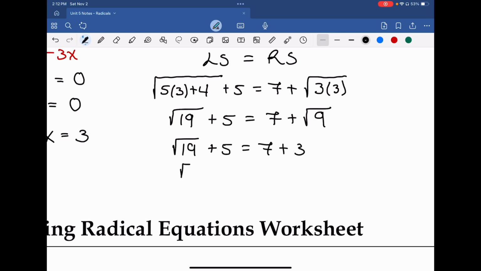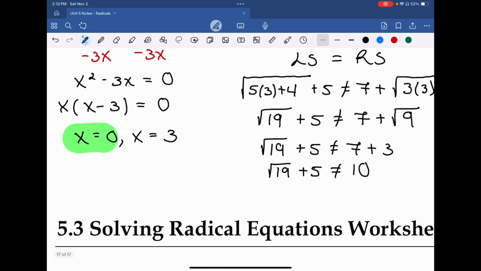That means that the square root of 19 plus 5 should be equal to 10, which, square root of 19 plus 5 equals 10, definitely is not true. So we're going to cancel all these in the middle as equals and say they are not equal to. And if they're not equal to, immediately let's go over onto our other side here.